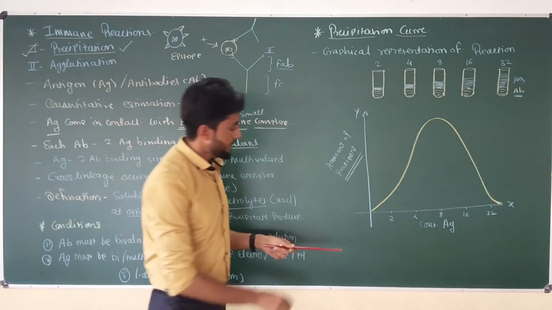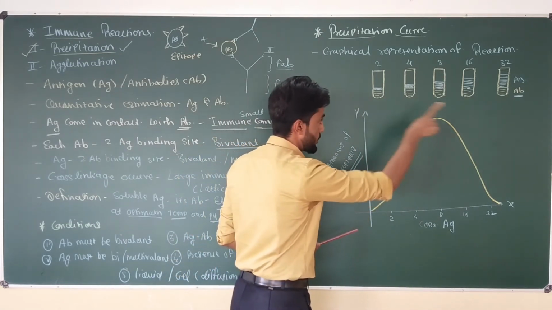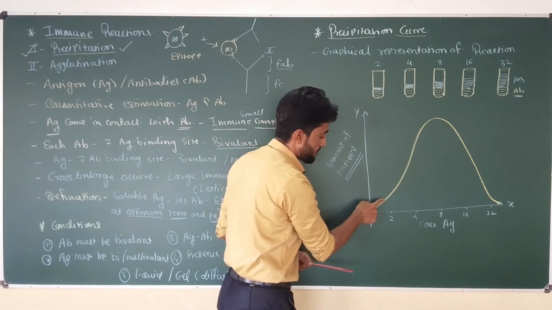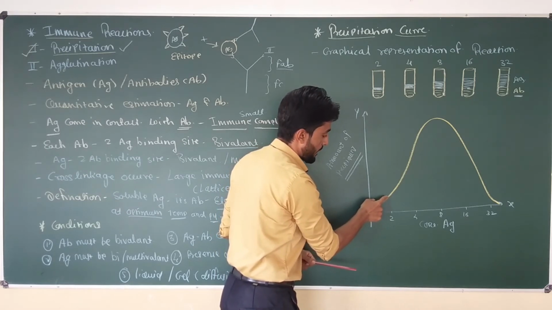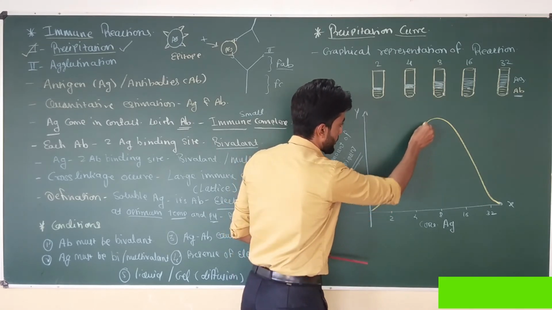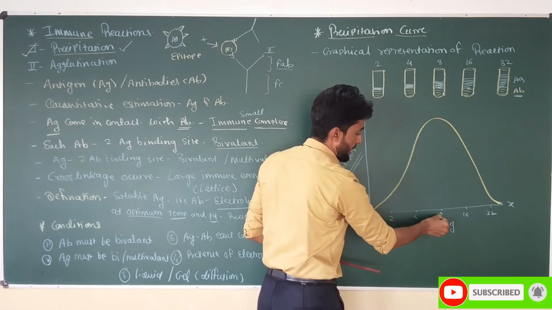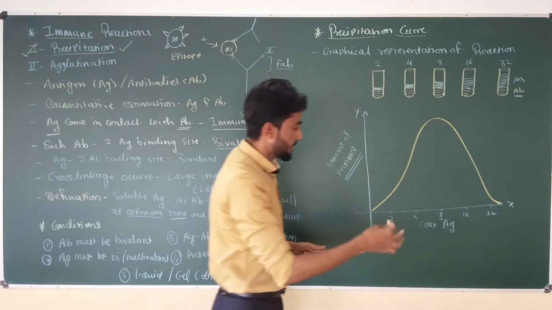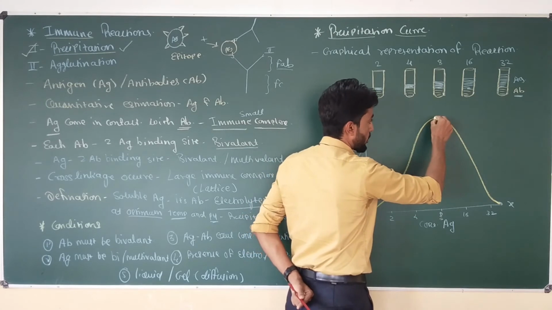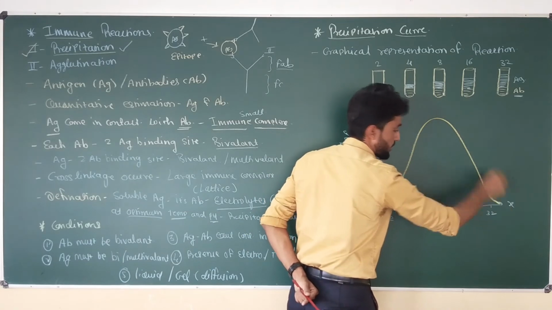Now, initially you can see the precipitant produced in the tubes is very low. When we increase the antigen concentration, the reaction starts and the speed of the reaction increases, so we get more and more precipitant. The peak is reached at, for example, 8 microgram per ml antigen concentration, and after that, if we increase the antigen in the test tube further, the reaction no longer proceeds. The speed of the reaction decreases again, and finally it becomes 0.